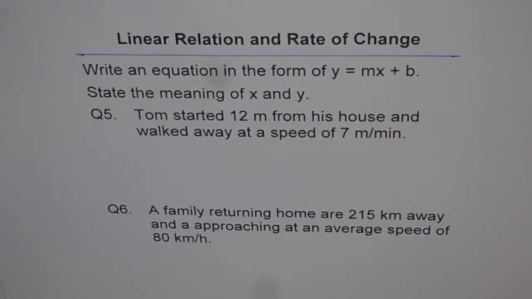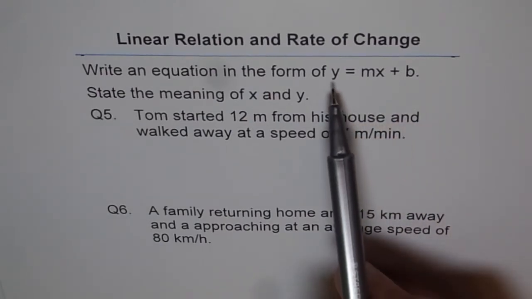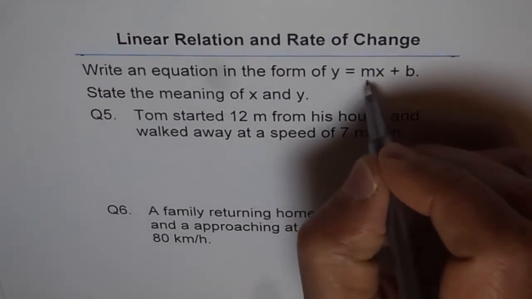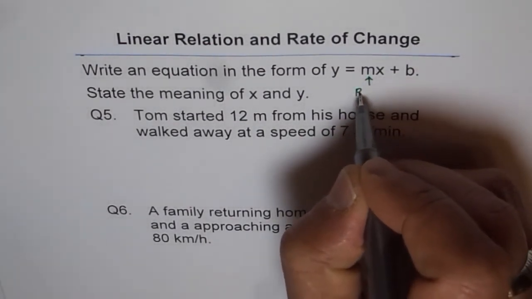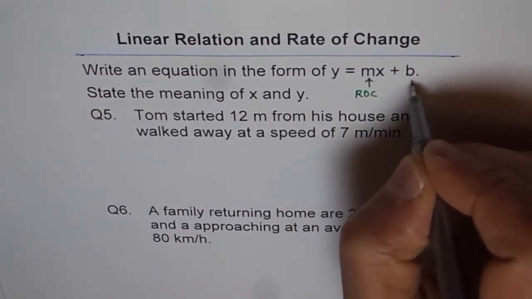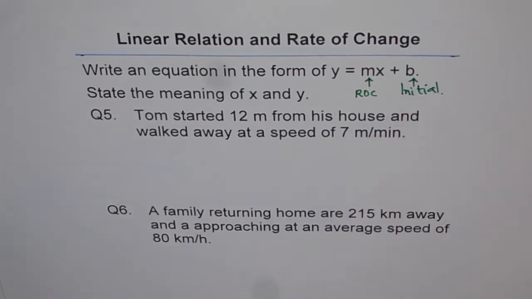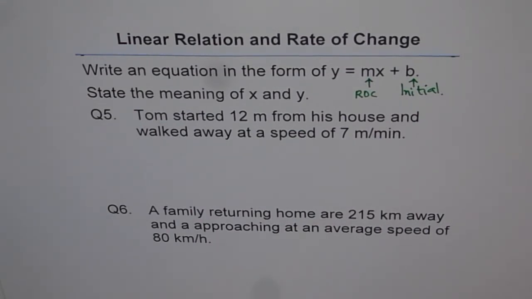Linear relation and rate of change. We are trying to model the situation, and in all these situations we have a constant rate of change, and therefore it can be represented in the form of a linear equation, which is y equals mx plus b. Here m represents the rate of change, a constant rate of change, and b represents the initial value. Correct? So let's go through these questions and then write our equation.